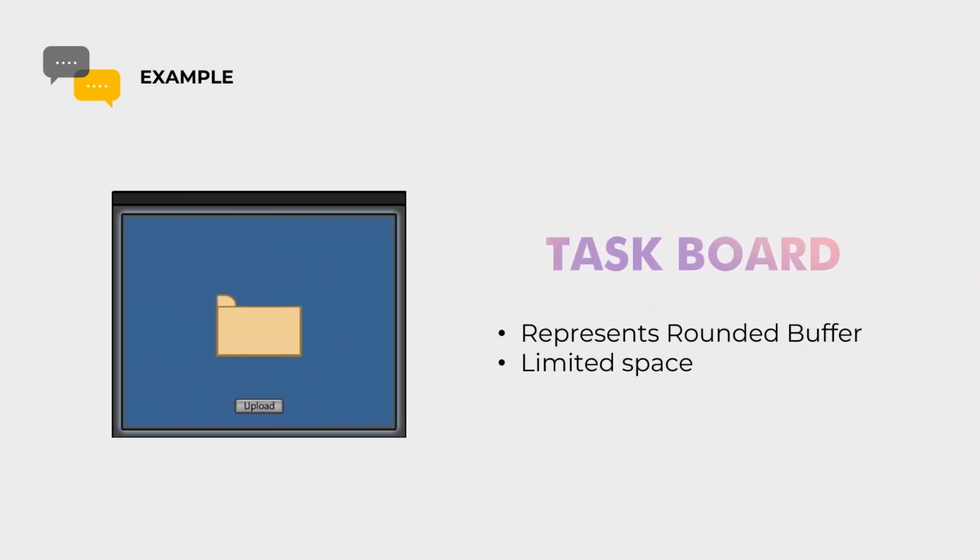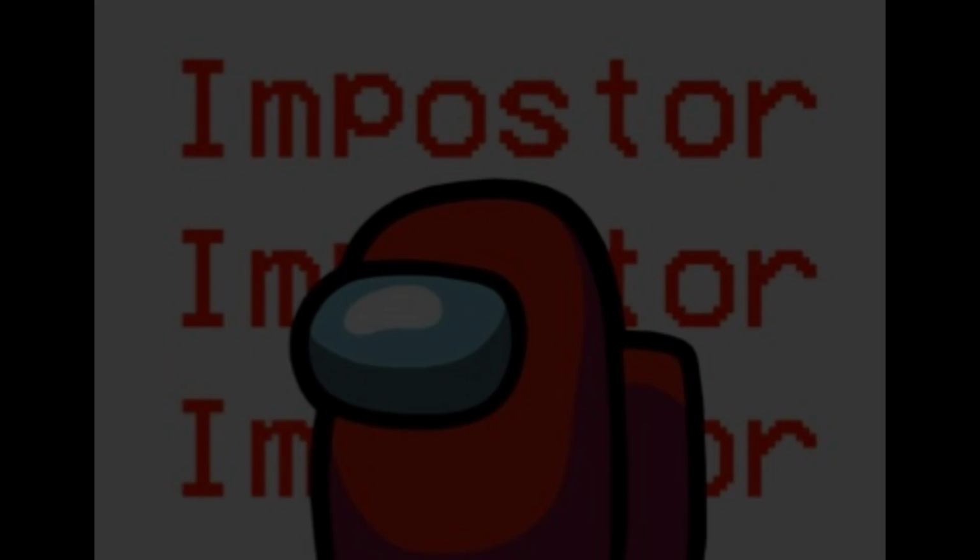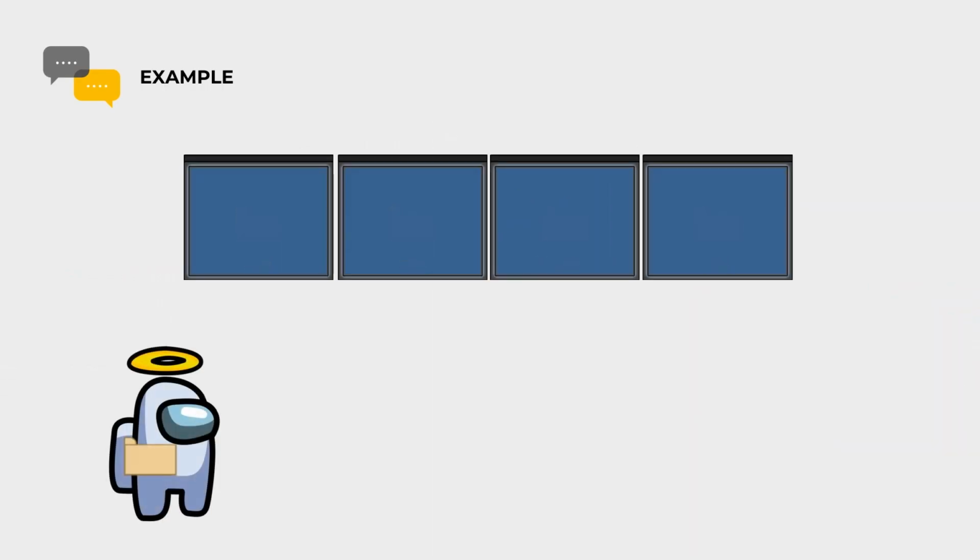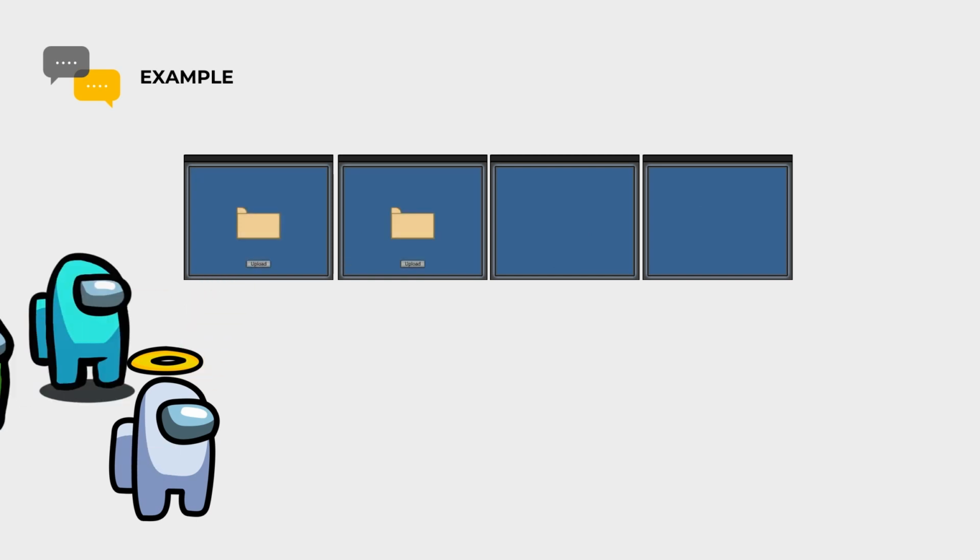The task board represents the bounded buffer, with limited space to store tasks. Each crewmate can only place a task on the board if there is enough space available. Similarly, imposters can only remove tasks if there are tasks present on the board.